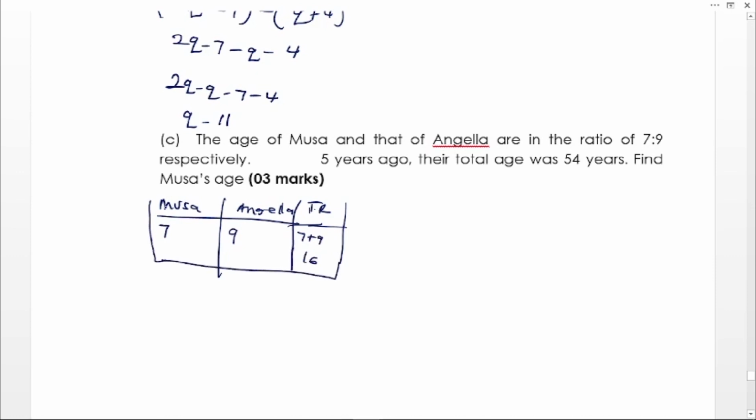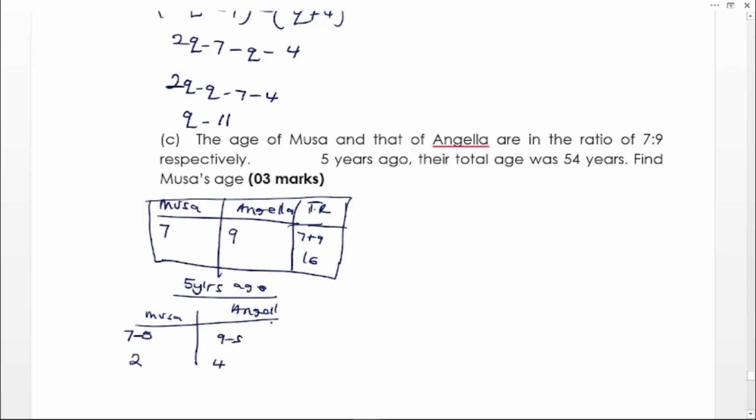Now this is the present age. Now they are telling us that 5 years ago, their total age was 54, meaning that these parts also reduce. Now we are having Musa and we are having also Angela. 5 years ago Musa is going to go back. We are taking 5 years away from the parts: 7 take away 5 is 2 parts, then 9 take away 5, it is now 4. Then our total ratio here is going to be 2 plus 4, which is 6.